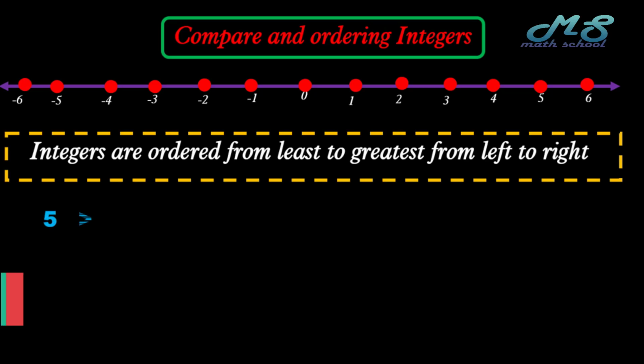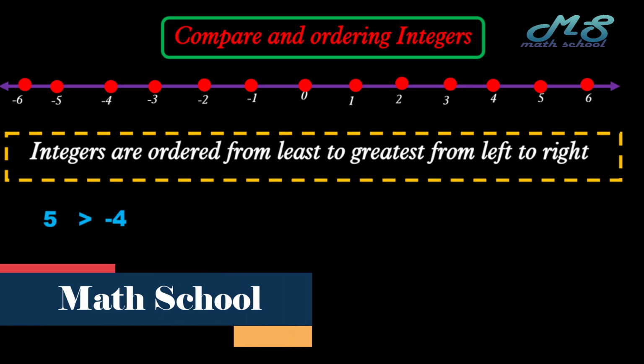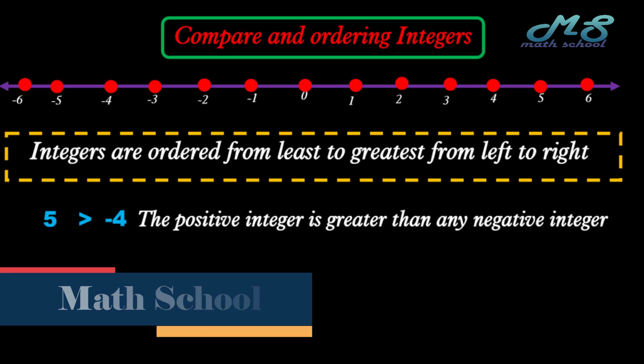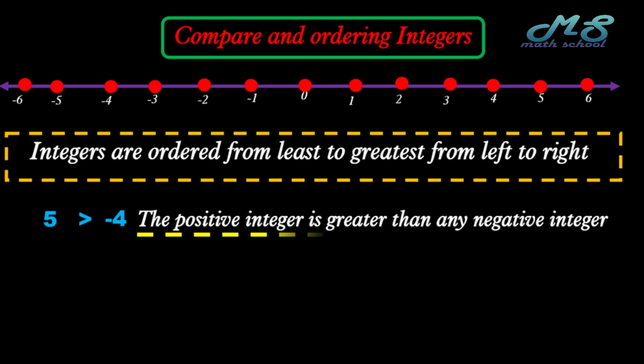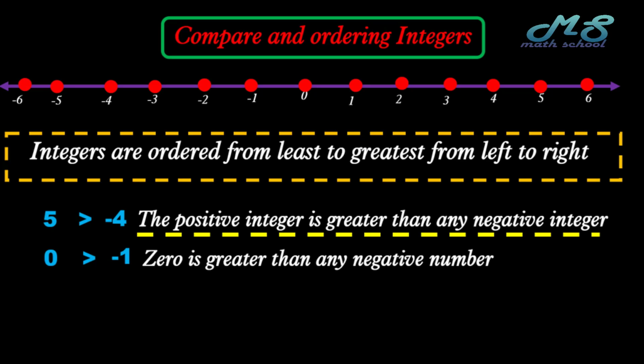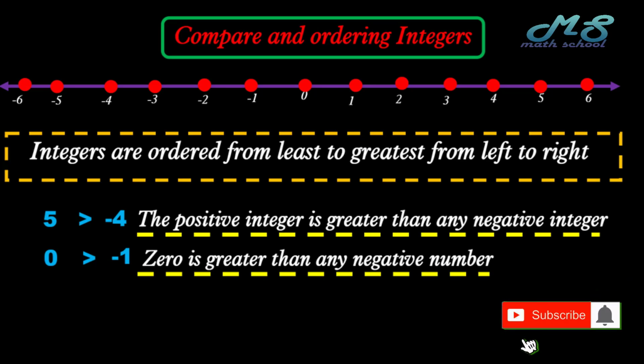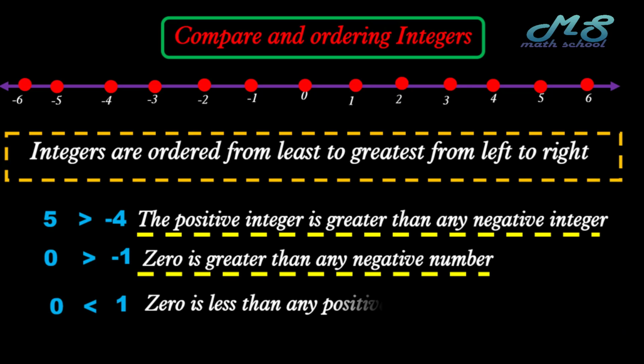For example, 5 is greater than negative 4. Ask yourself, 5 is positive and negative 4 is a negative number. So, generally we can say that a positive integer is greater than any negative integer. Next, 0 is greater than negative 1. We can say generally that 0 is greater than any negative integer. We can say that 0 is less than 1. Generally, 0 is less than any positive integer.